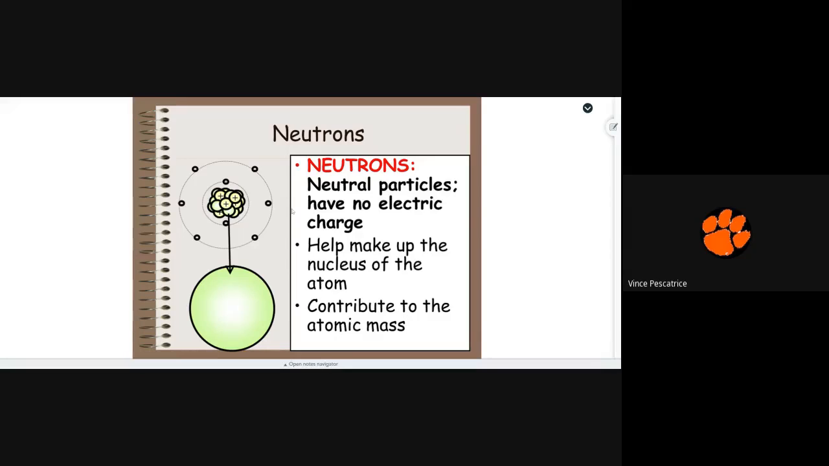Just like that, the protons will do the same thing in the nucleus if they're left by themselves. So the neutrons act like spacers between the protons so they don't repel each other. If they repel each other, the whole atom will fall apart. You won't have anything left. So the neutrons are like buffers between the protons to keep them in the atom. So the neutrons are neutral and they go in that blank.